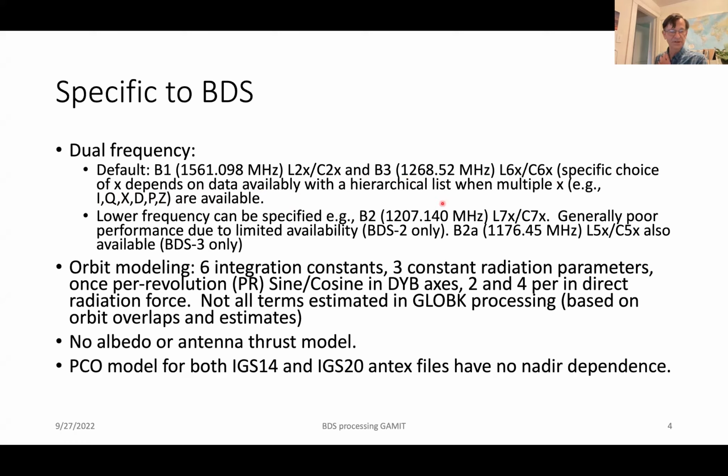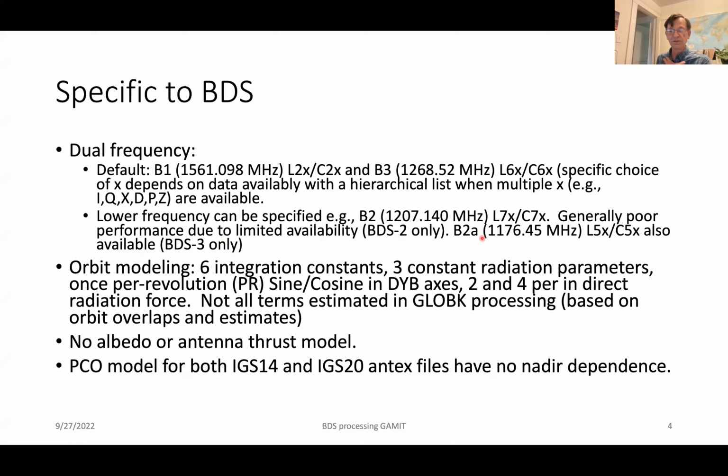And again, the X depends on that. In our processing, we can also specify a different lower frequency if we wish to. And we do this for Galileo, and actually we do this with all constellations, which now typically have 3 frequencies available. So our other one is B2, which is the 1207 megahertz channel. That's L7 in the RINEX 3 standards. And generally, that is poor performance at the moment due to the limited availability on BDS-2 only.